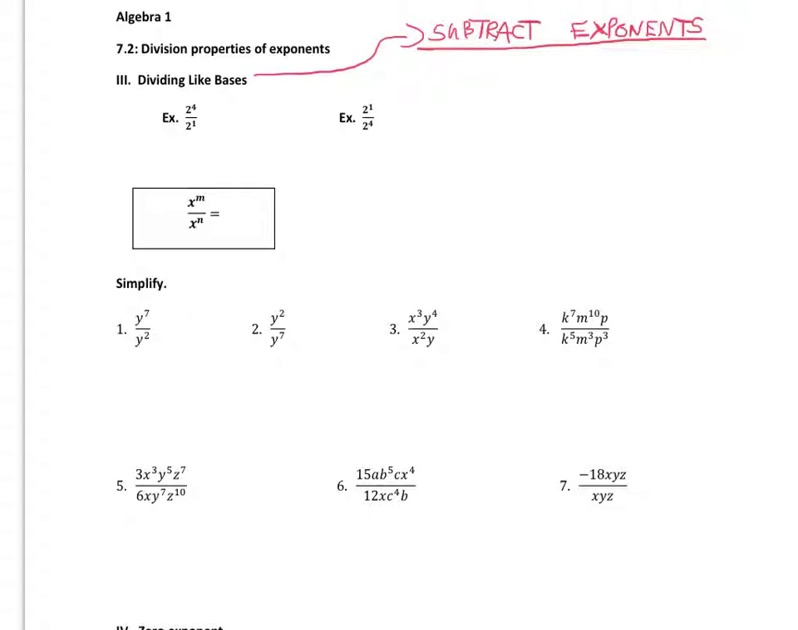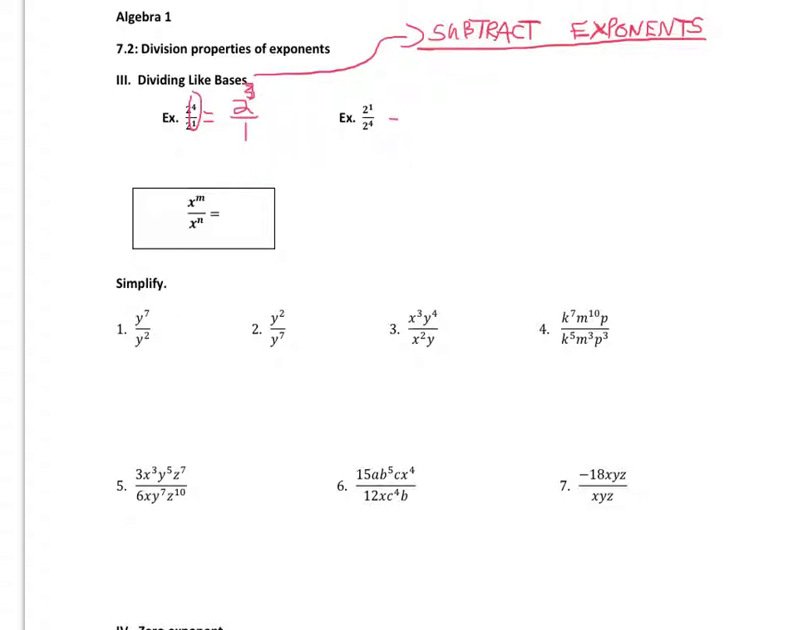And one thing you always hear me say, you want to keep the base and the exponent wherever the exponent is bigger. So if I look at these two examples, 2 to the 4th over 2 to the 1st, I know if I subtract the 4 and the 1, I get 3, but it's going to be 2 to the 3rd up top, and it's over 1.